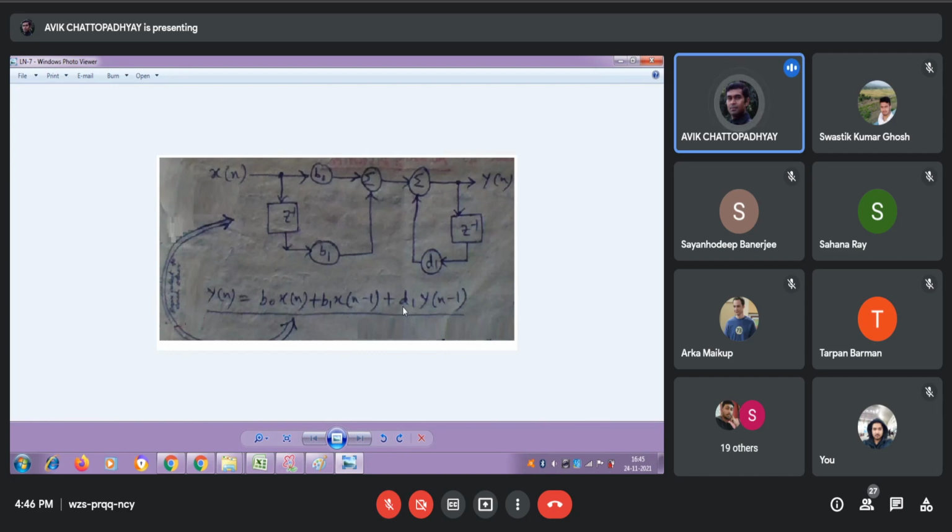But as far as the mode of the representation is concerned, can you identify any basic difference between these two kinds of representation? Any basic difference? So from the diagram, you can describe the path of the signal.